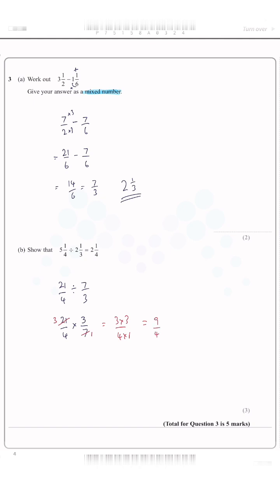And if I were to change this into a mixed number, which I need to do to check to see if it's equal to 2 1/4, 4 goes into 9 twice, gives you a remainder of 1, so it becomes 2 1/4. Next question.